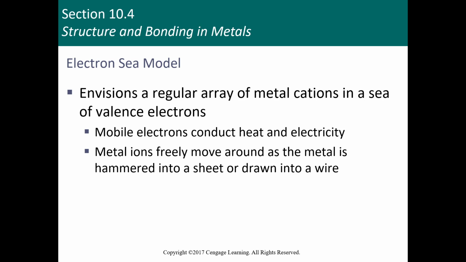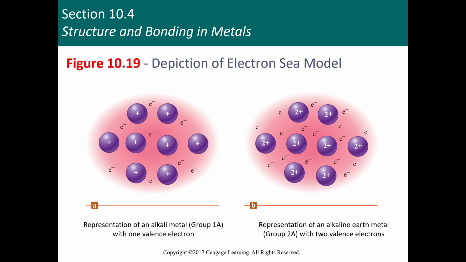When you pound it into a sheet, that's going to, of course, just cause the electron sea to flow along with the atom nuclei. They're being pounded in and then out. So again, you don't break your bonds when you pound it into a sheet. You still maintain that sea of electrons around it.